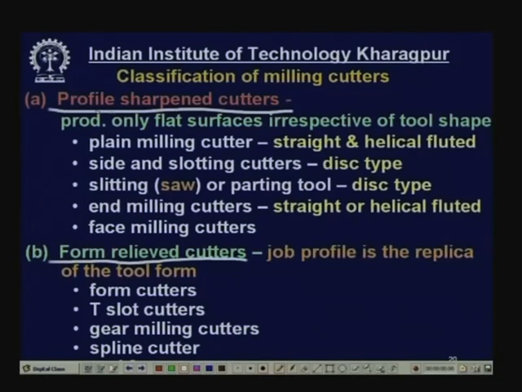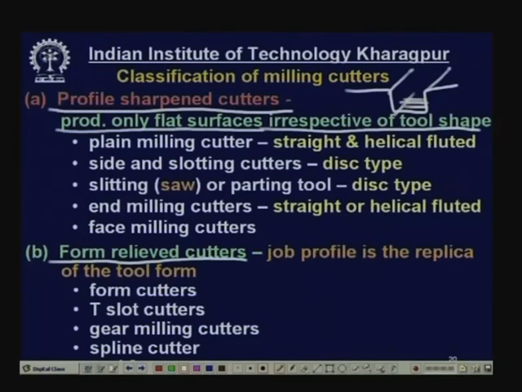Profile sharpened milling cutters produce only flat surfaces, irrespective of the tool shape. Whatever the shape of the tool, the surfaces that are produced are all flat. Even if it produces a slot like this, it produces one horizontal surface and 2 vertical flat surfaces. So, that is one, it produces a flat surface.